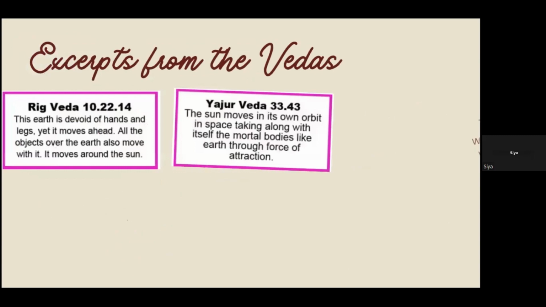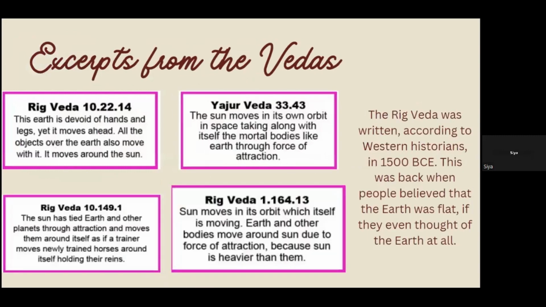And then we have the actual excerpts, which is, if you look at the first image over here, it says the Earth is devoid of hands and legs, yet it moves ahead, and all the objects over the Earth also move with it. Basically describing the solar system, it moves around the sun. So this was written 5,000 years ago, according to the estimates, and probably more than 5,000 years. And it still gives a proper description of the solar system.